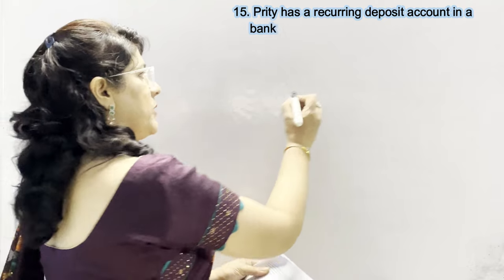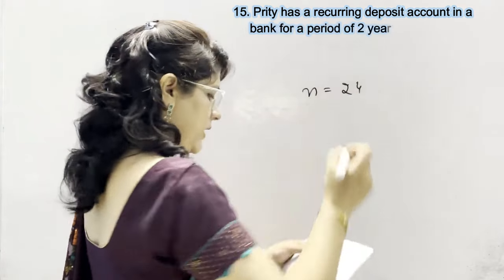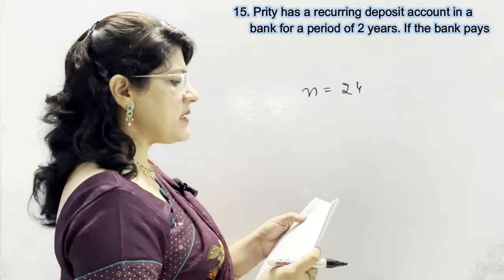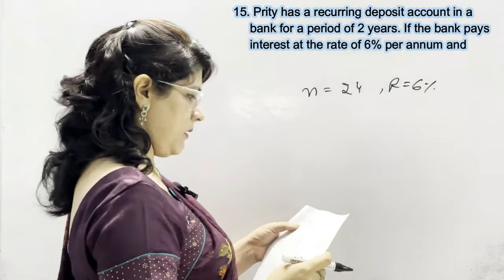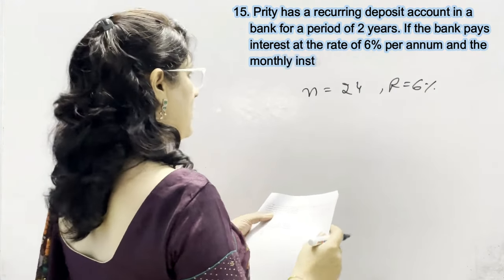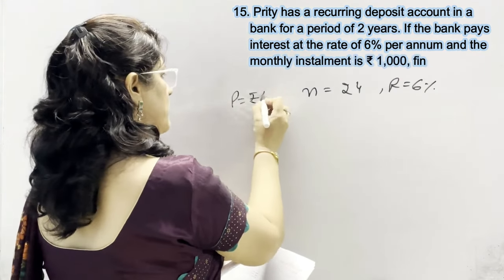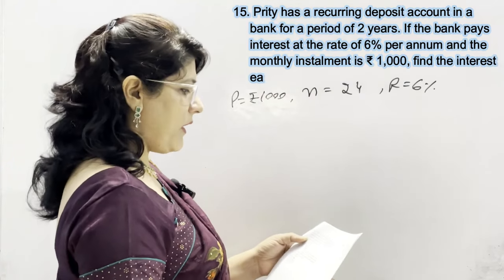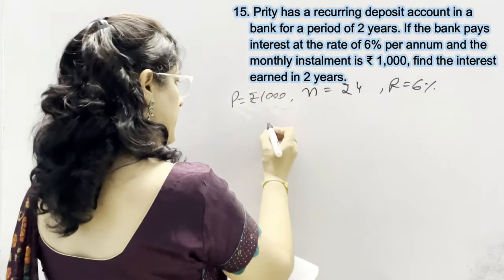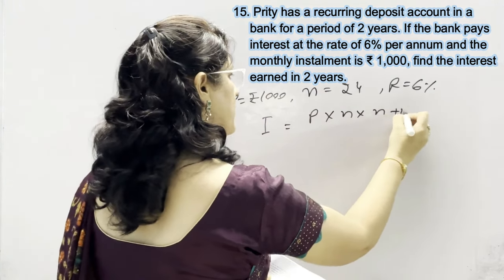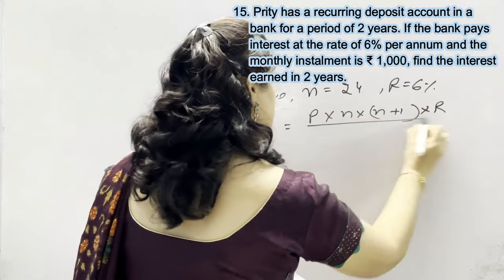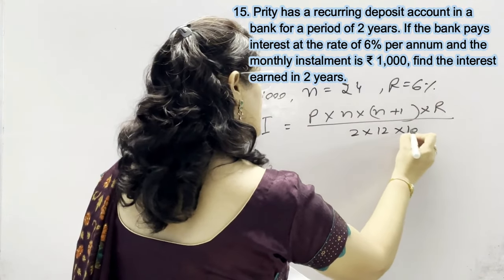Now question number 15, Preeti has a recurring deposit account in a bank for a period of 2 years. So it means n is equal to 24 months. If the bank pays interest at the rate of 6% per annum, the rate is given as 6% per annum and the monthly installment is rupees 1000. It means P is given as rupees 1000. Find the interest earned in 2 years. We know the formula for interest. I is equal to P into n plus 1 into rate divided by 2 into 12 into 100.